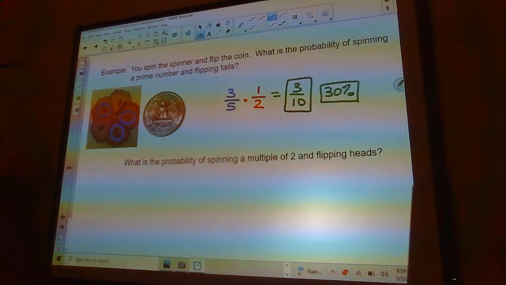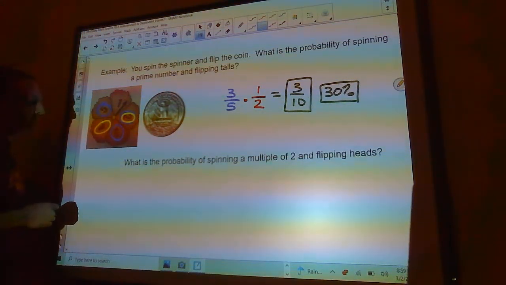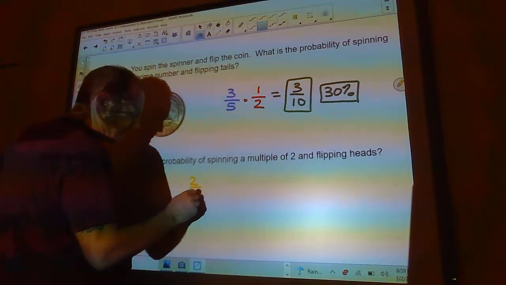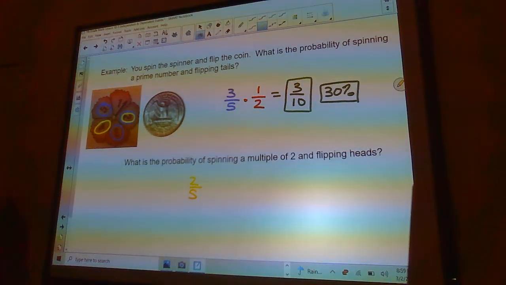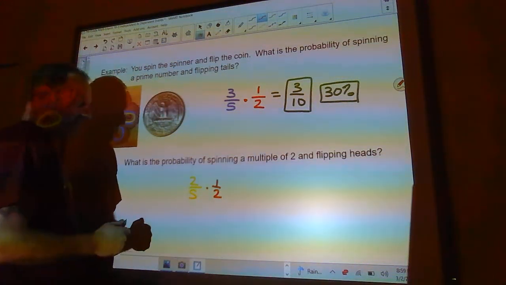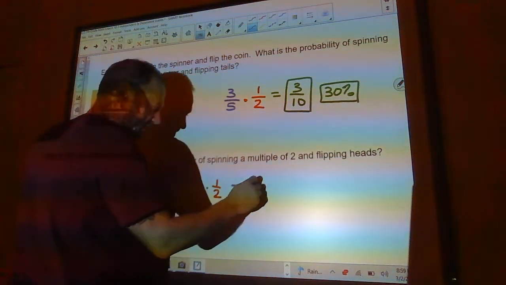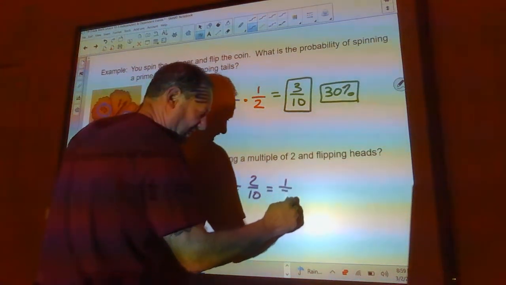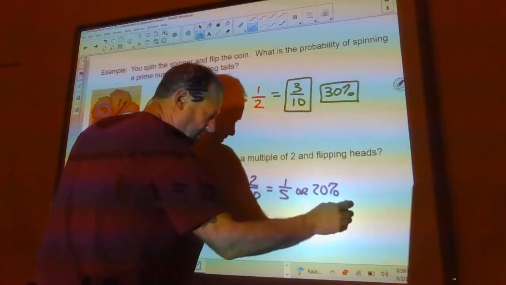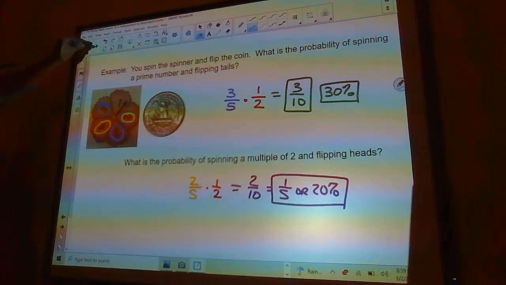Okay, what's the probability of spinning a multiple of 2 and then flipping heads? How many multiples of 2 are there? Well, there's this one, 2, and there's this one, 4. So there's a probability of 2 out of 5 of getting a multiple of 2. And then flipping heads, that's again 1 out of 2, because I've got heads or tails. So then the probability would be 2 out of 10, which would reduce to 1 in 5, or 20%. Okay, so there we go.